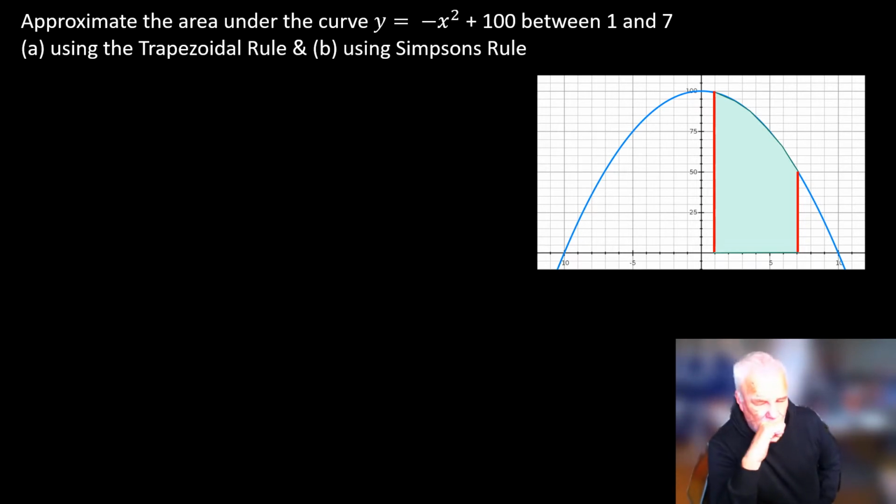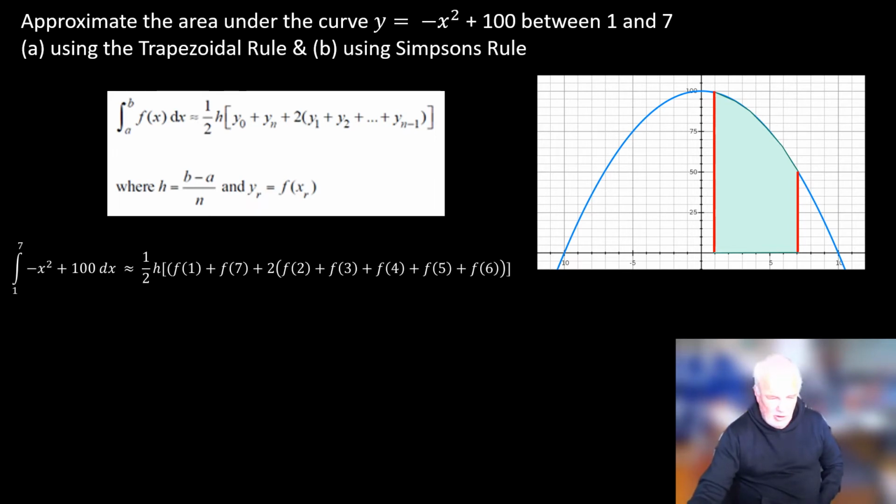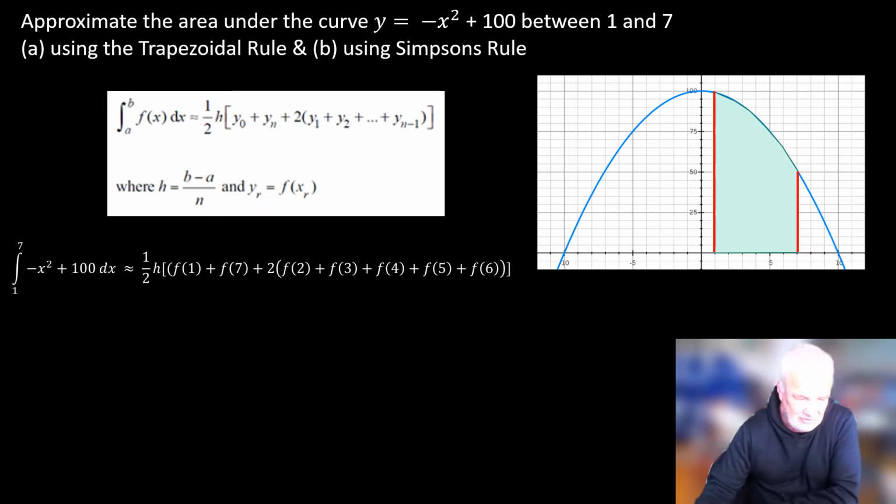And then what's the actual region? Well, we just want the area between 1 and 7. Alrighty, so there's the trapezoidal rule there. And so let's have a look at h, which is b minus a. We've written it out, and it's 7 and 1. So 7 minus 1 is 6. And n is 6. Now you can remember that n starts at 0.